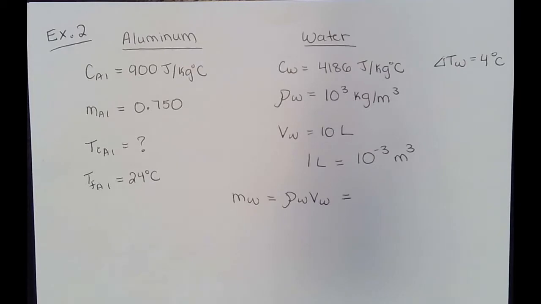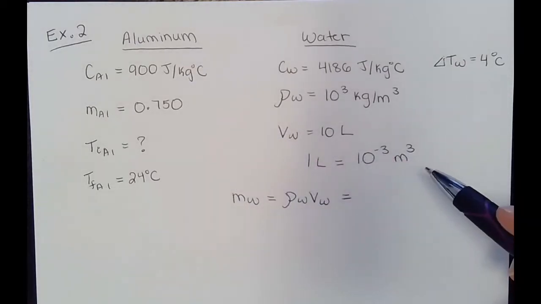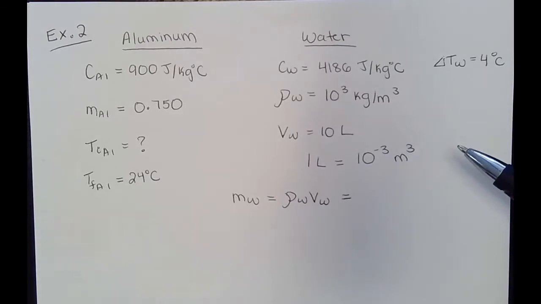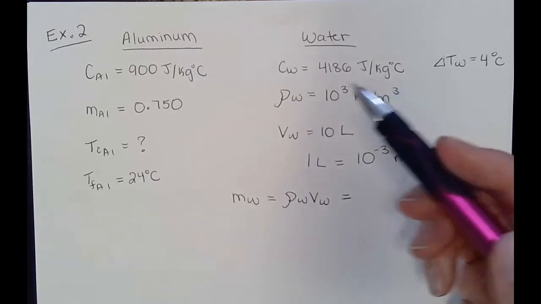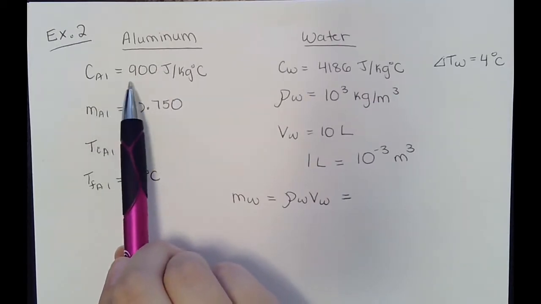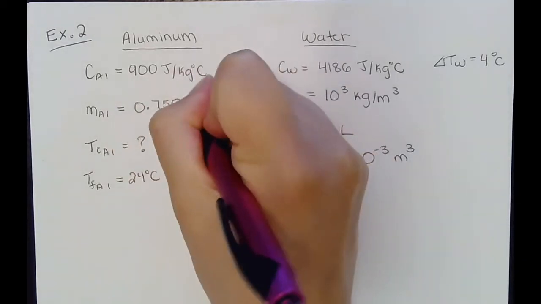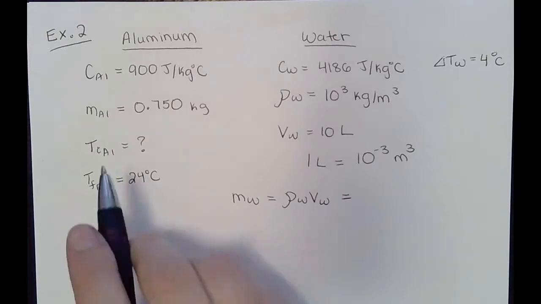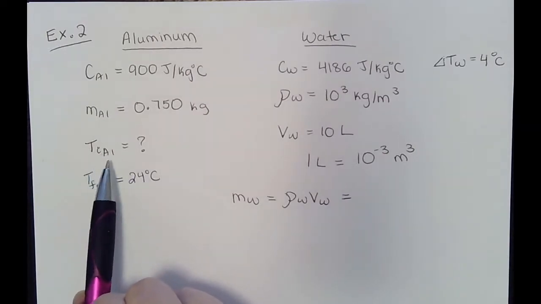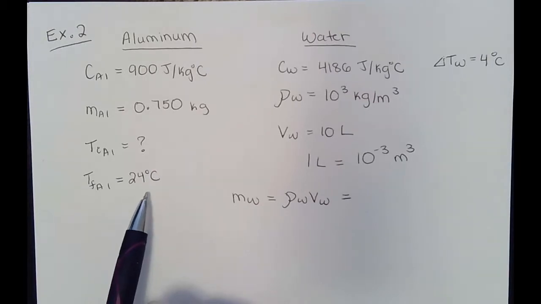Okay, so I think it helps sometimes to list out all our known information because there are a lot of properties here that we need for these calorimetry problems. So for aluminum, we have the specific heat, and you can look this up in a table of specific heats. So C for aluminum is 900 joules per kilogram degrees Celsius. We have the mass in kilograms. And then our unknown is the initial temperature of the aluminum pan. We know the final temperature is 24 degrees.